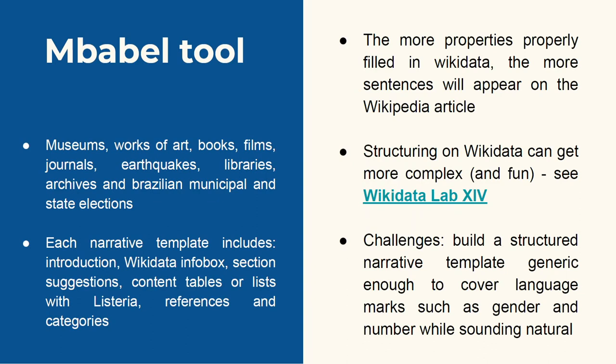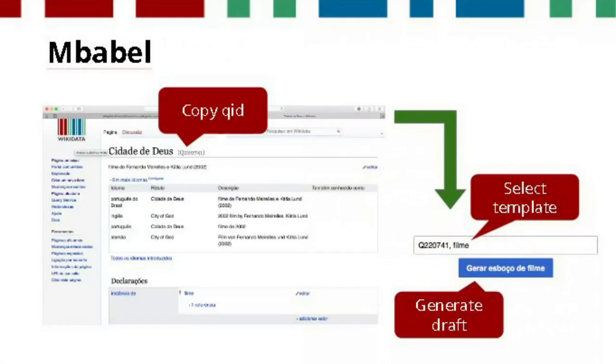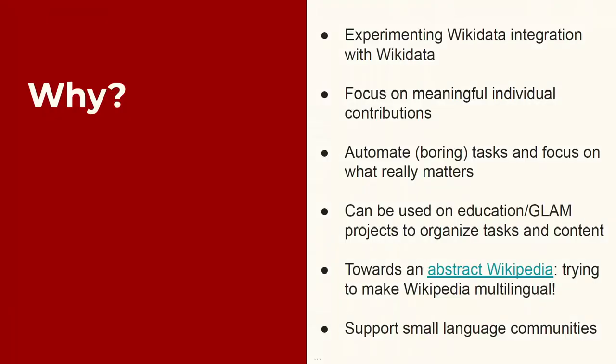So we have this challenge to build a narrative template that is generic enough to cover different Wikidata items and to suppress the gender and the number difficulties of languages and still sound natural for the user, because we don't want to sound something that doesn't click for the user to edit after that. So this is how the Mbabel looks like on the bottom form. You just have to insert the item number there and call the desired template, and then you have an article to edit and expand and everything.